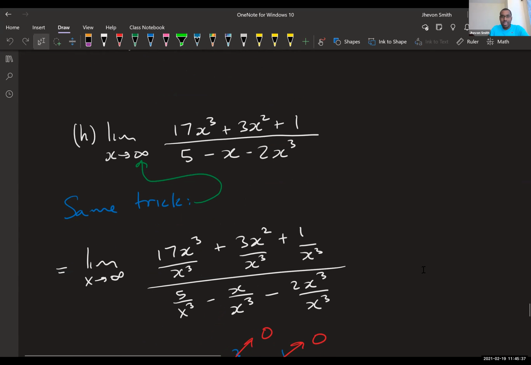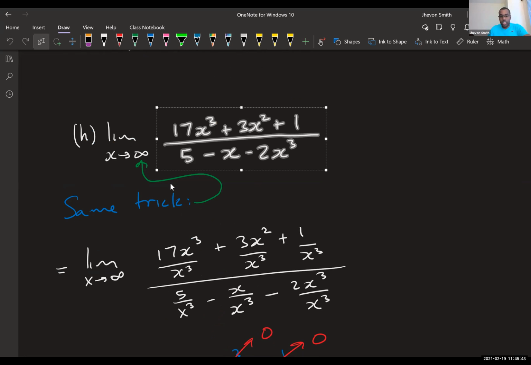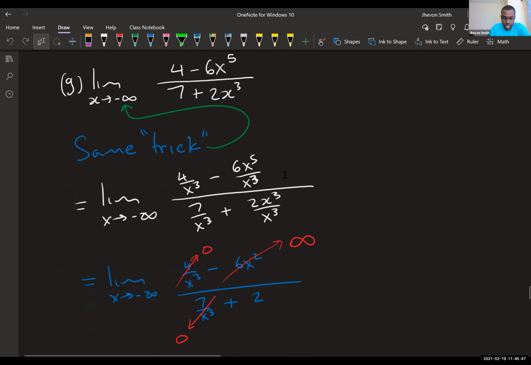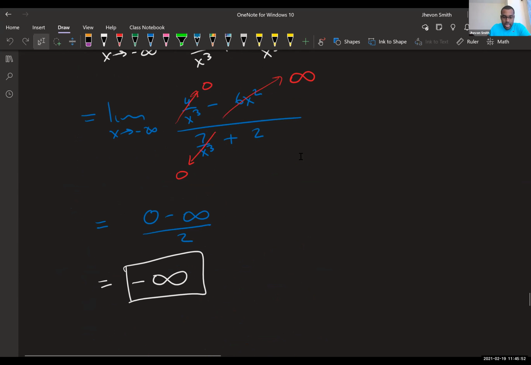This one, again, very similar, limit at infinity. It's a ratio of polynomials, what we call a rational function, because it's not rash, it thinks through its decisions. We divide top and bottom by the highest power in the denominator. Play the same trick again.